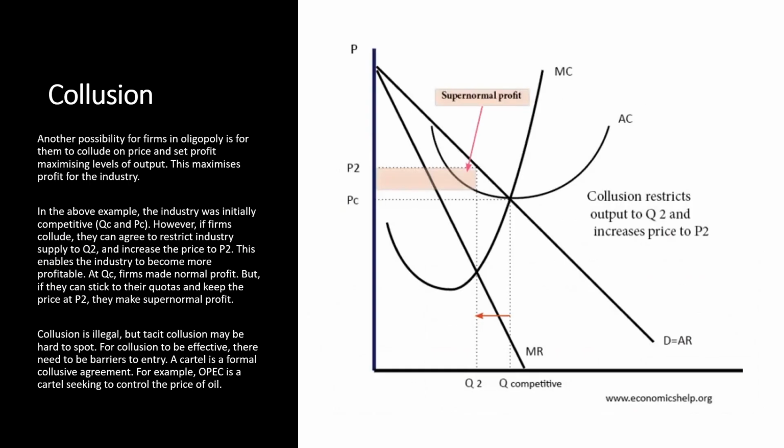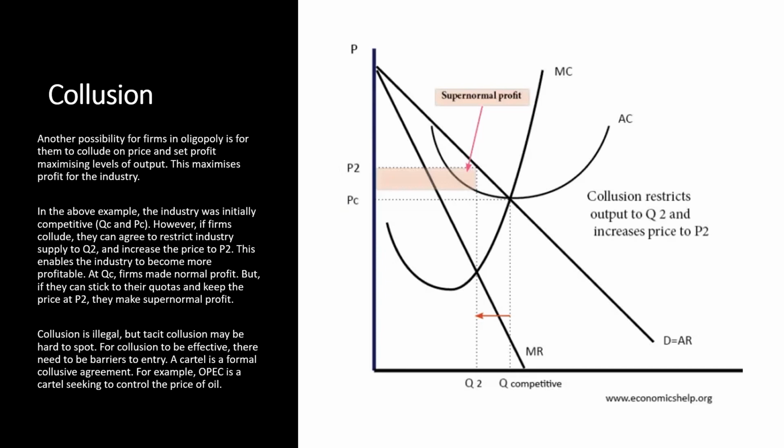Collusion. So we've been talking all along about the Cournot, the Stackelberg, the Bertrand, the kinked demand curve. We've been talking about situations where the firms don't actually collude and talk to each other. But another possibility for firms in an oligopoly is that they collude on price and set profit maximizing levels of output, and this maximizes profit for the industry.